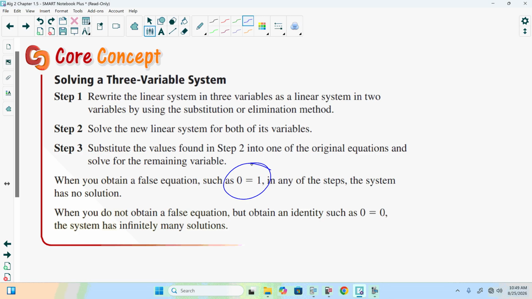If we get an identity, 0 equals 0, we get a true statement. That means there's a good chance that there are infinitely many solutions. We just need to make sure that the other set doesn't give us a false statement. Because it could be true that two of them share all points or have a line, but the other doesn't. We still have no solution.